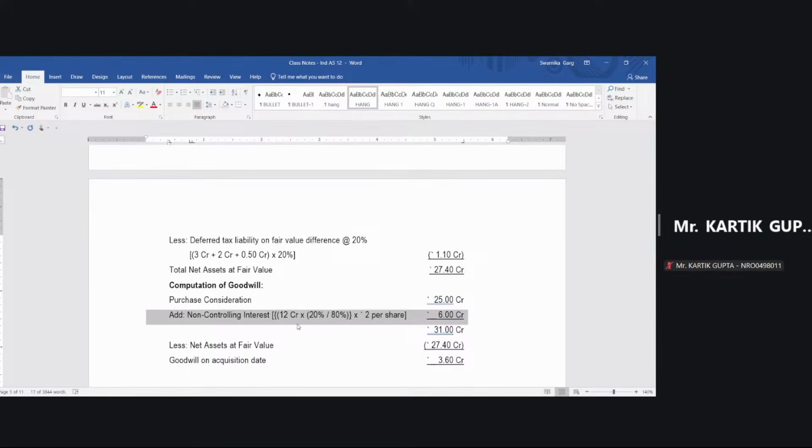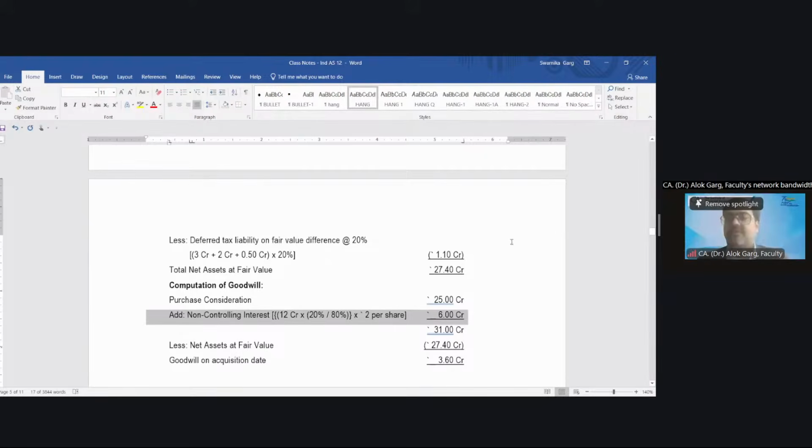Okay. So, the acquirer has acquired 80%. If 12 crore is 80%, what is 100%? 15 crore. So, 15 crore is my total shares. 80% I have acquired. So, NCI share is what? 20%, right? So, 3 crore pertains to NCI.